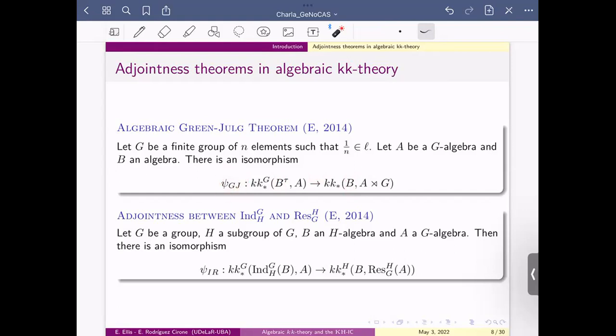We also have an adjointness theorem between the induction algebra and the restriction algebra. If we have a subgroup H of G, then we have an isomorphism between this group and this group. That means that this induction functor is left adjoint to this.